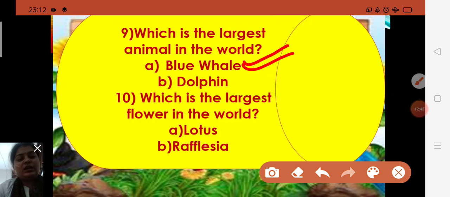Now, which is the largest flower in the world? You will have to say Rafflesia is the largest flower in the world. Rafflesia is the largest flower. And what do you know about the lotus, children? Yes, lotus is our national flower. But Rafflesia is the largest flower in the world.